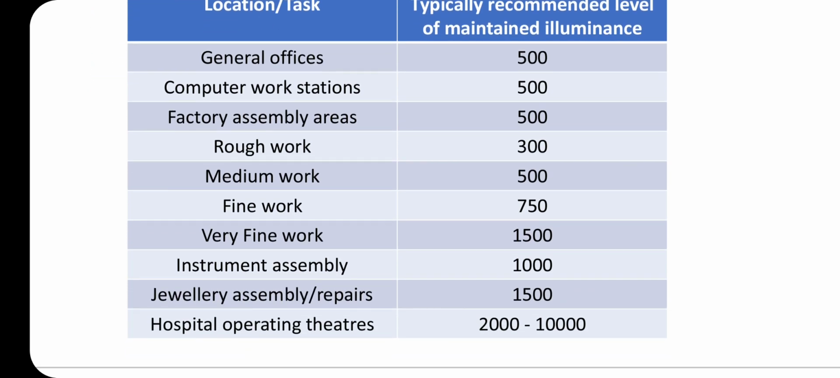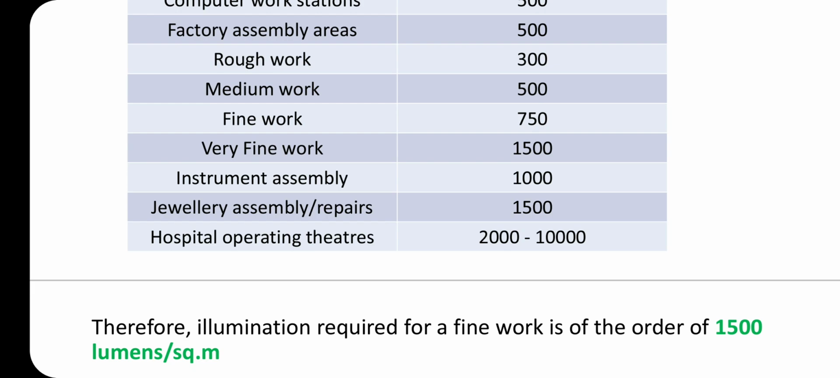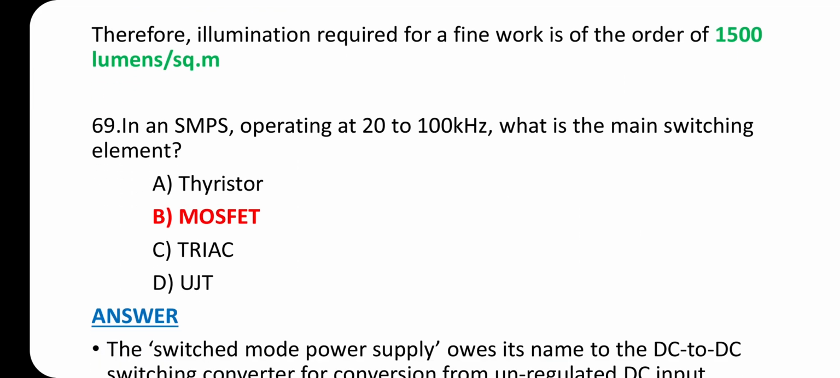For medium work, it is 500. For fine work, the illuminance is 750. For very fine work, the illuminance is 1500. For instrument assembly, the illuminance is 1000. For jewelry assembly or repairs, it is 1500. For hospital operating theatres, the illuminance is 2000 to 10,000. Therefore, illumination required for a fine work is of the order of 1500 lumens per square meter.